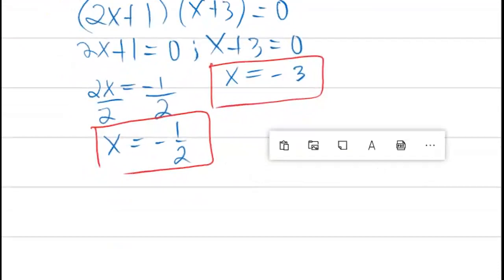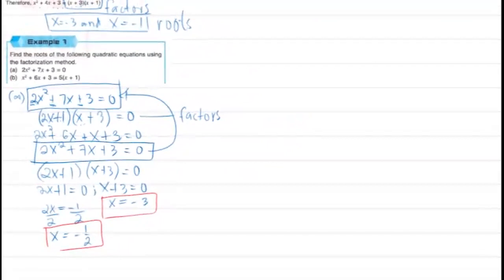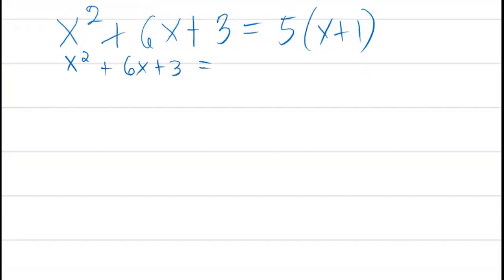Now let's proceed to the second example. The second example there is x squared plus 6x plus 3 is equal to 5 times (x plus 1). Okay, let's focus on this. Of course, we need to simplify this first before we factor. So simplifying it, we have x squared plus 6x plus 3 is equal to 5x plus 5.